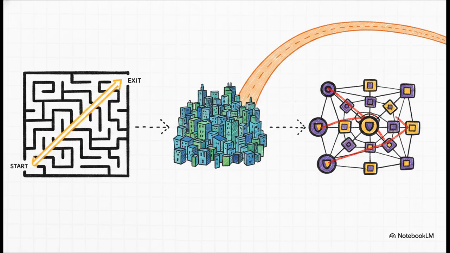Now, what happens when data needs to leave town? Well, it travels out through the default gateway, which is that single router acting as the main highway out of your local network.